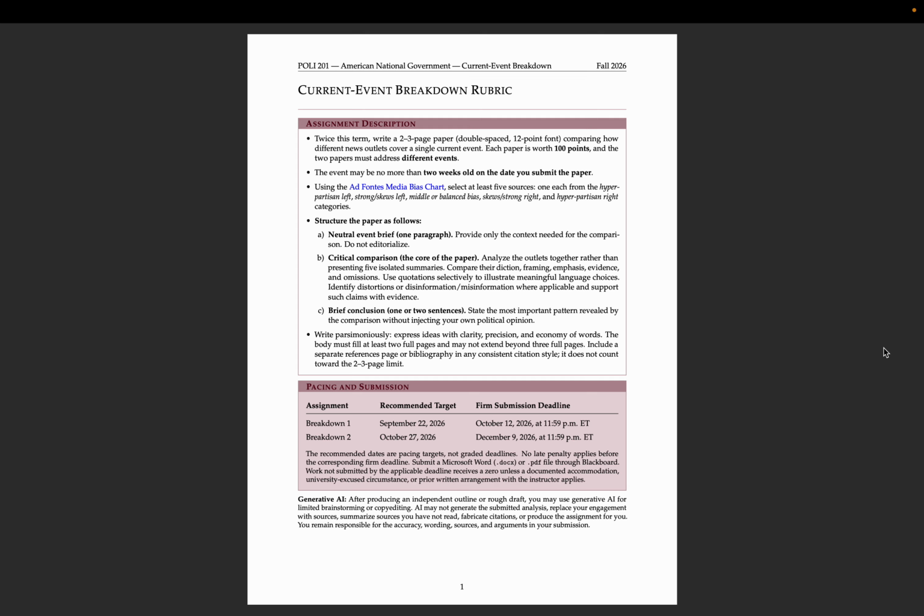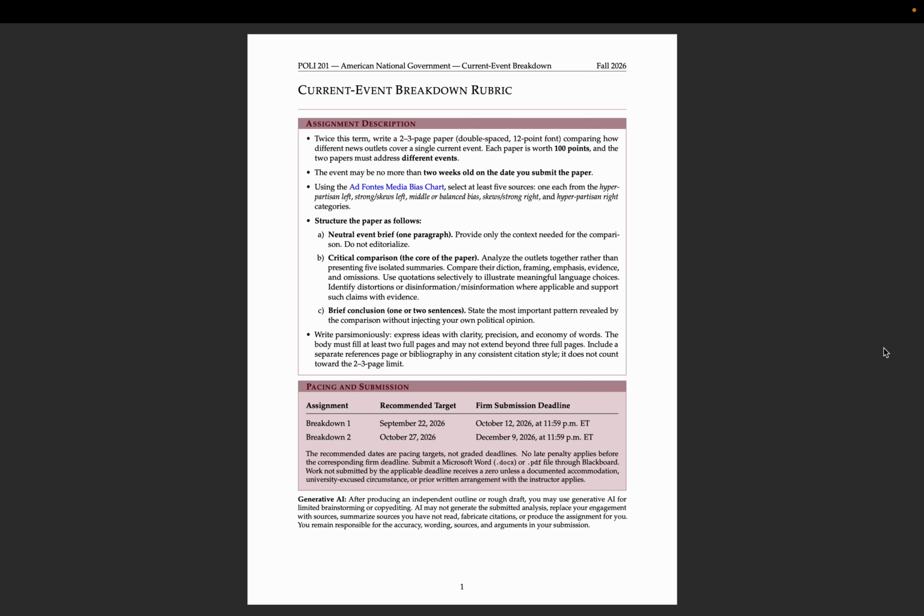As I note, the recommended dates here are pacing targets, not grade deadlines. No late penalty applies before the corresponding firm deadline. Late penalty for this class is simply a 0 unless you talk to me and we have some kind of accommodation through the Student Disability Office or Ombud's office.